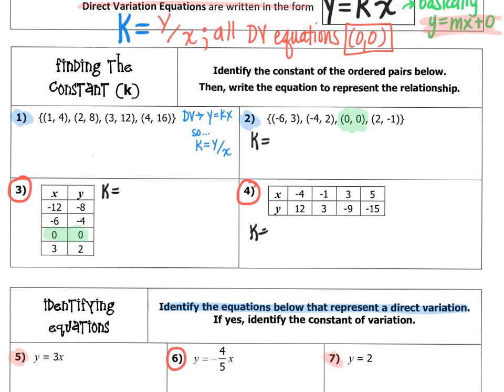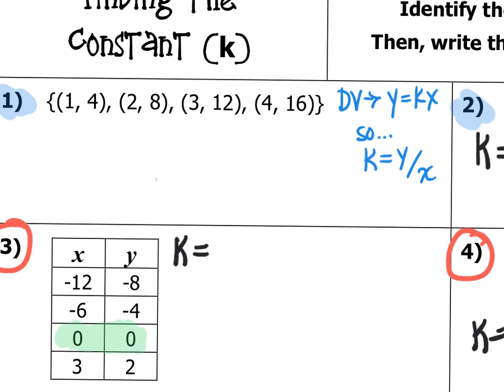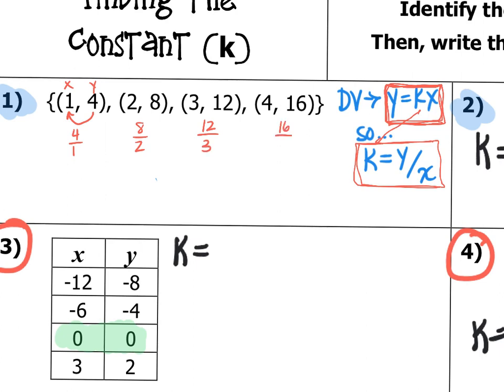So let's take a look at number 1. We have a set of ordered pairs, and we want to identify the K, the constant of variation. So remember that direct variation is a relationship between Y's and X's where they follow the equation Y equals Kx, where K, the slope or the constant of variation, is Y over X. So if we want to find K, these are Y's and these are X's, let's put Y over X to make sure that the K is consistent across the board.